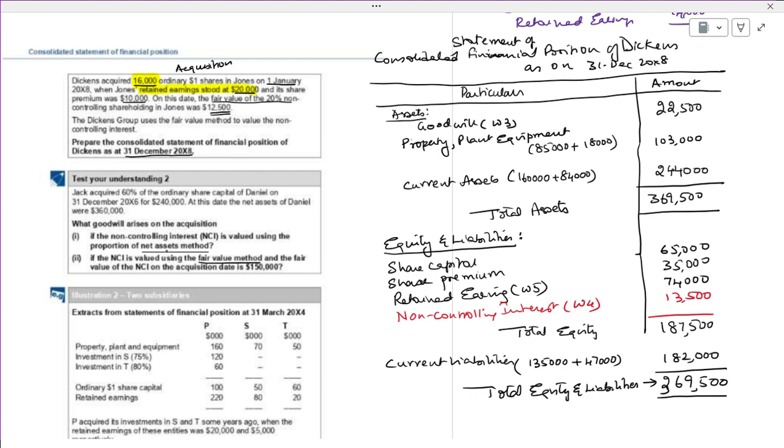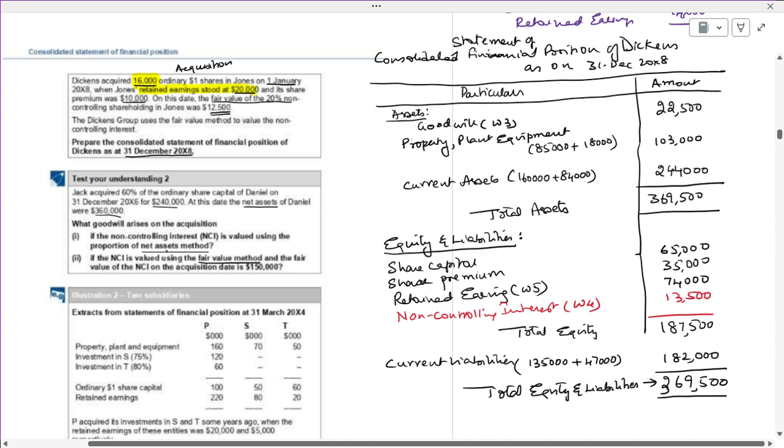What is the difference? How do we differentiate between the net assets method and the fair value method? Now, they mention here that Jack acquired 60% of the ordinary share capital of Daniel for how much? 240. At this date, net assets are how much?